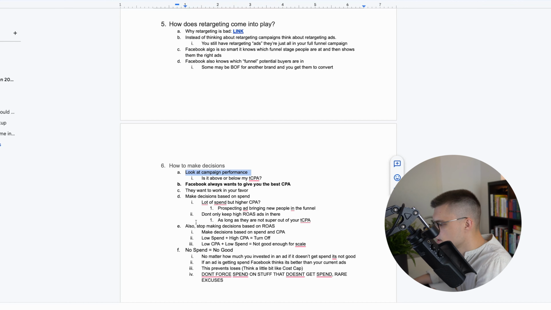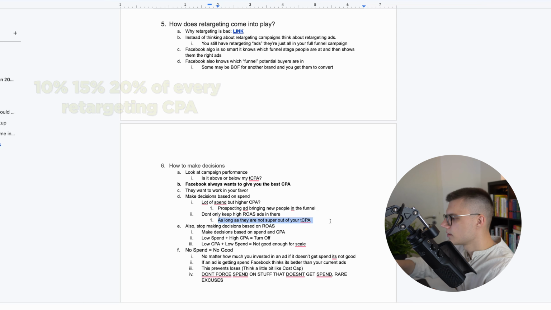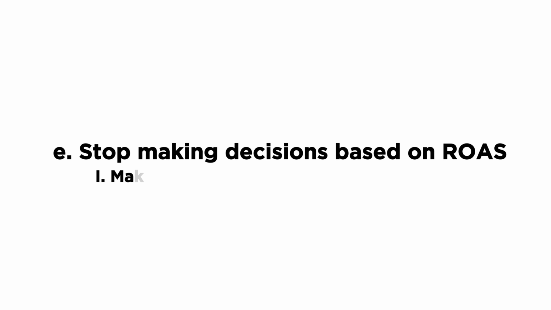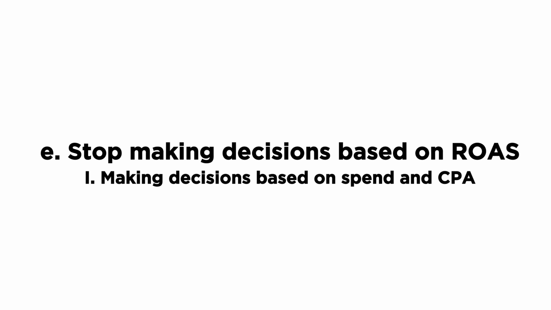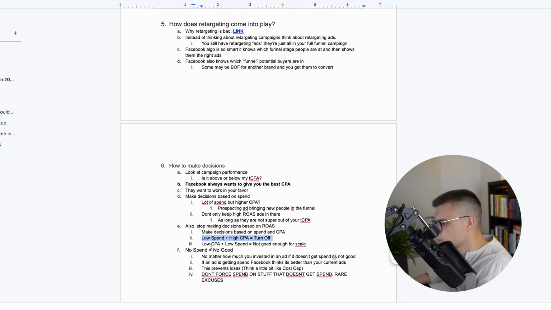If that's good, great, you can scale up. And then as long as something is 10, 15, 20% above your target CPA, but all of it altogether is still below the target CPA, then I wouldn't turn those ads off. Again, stop making decisions based on ROAS. You want to make decisions based on spend and then also CPA. Low spend plus high CPA, turn off an ad, which I just showed you.